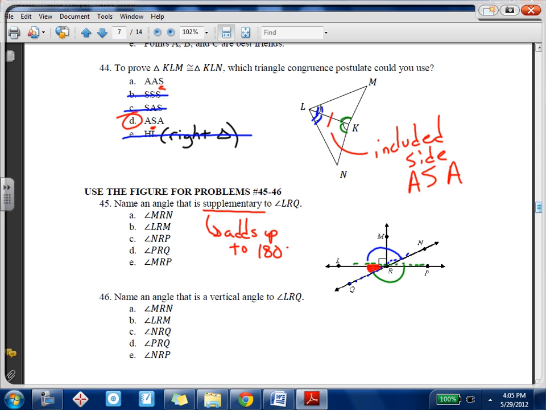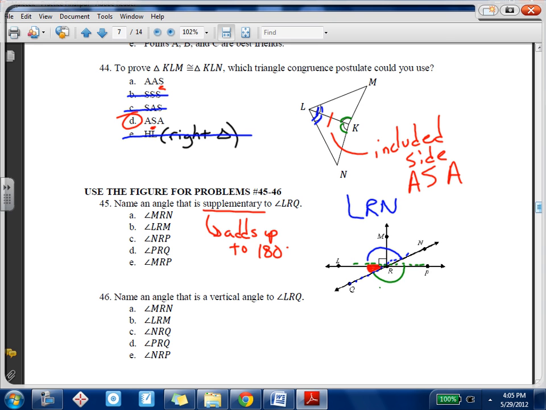So let's check our answer choices. We're either looking for LRN or we're looking for Q. That should be green. My bad.